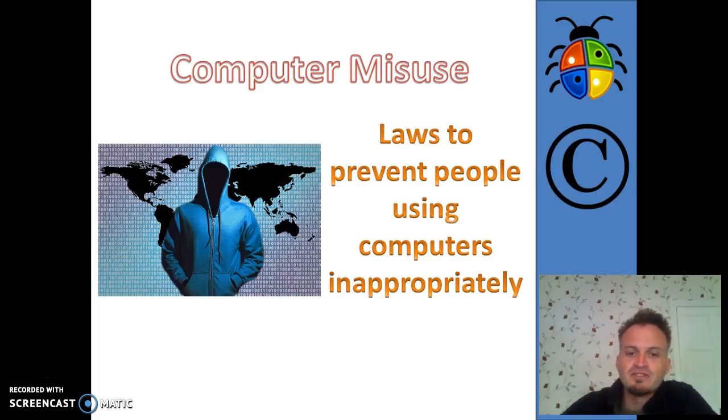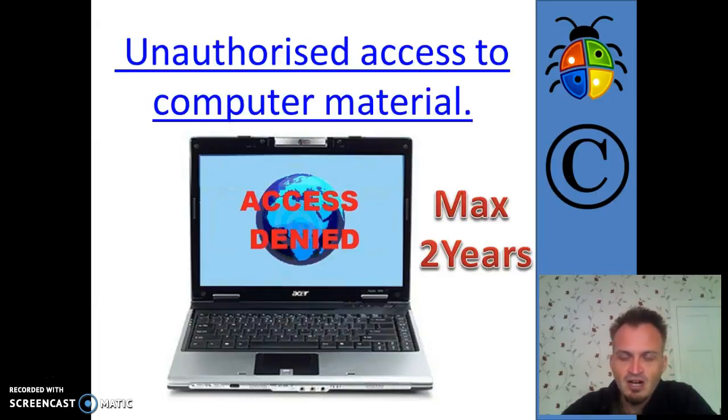Okay, so we're going to have a look. There's 3 laws, and they're quite similar, but we'll have a look at them. I'm going to give you the exact wording of the law, just because that's often quite important. Okay, so: unauthorized access to computer material.